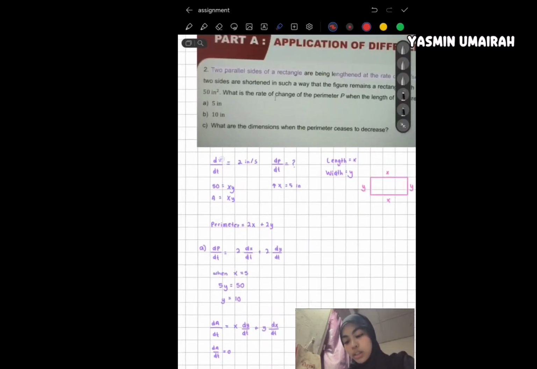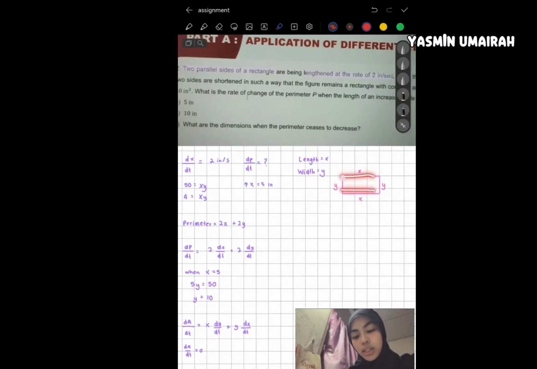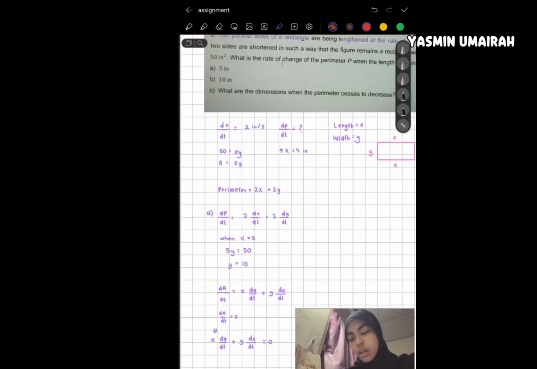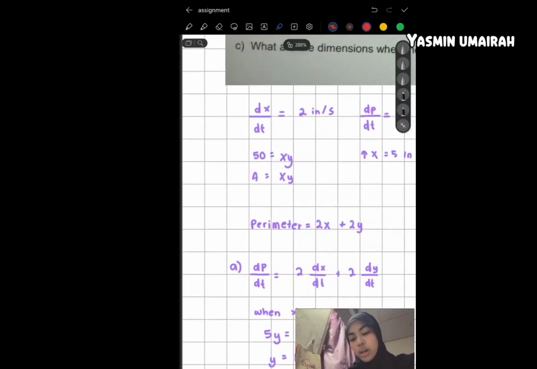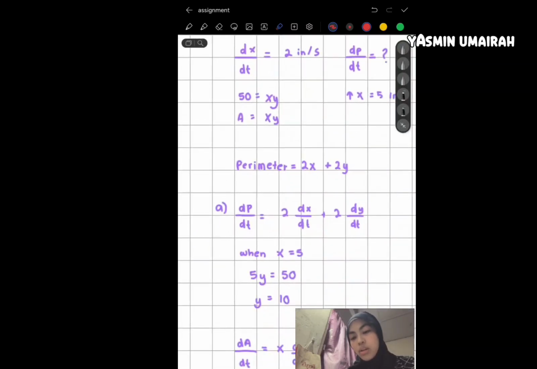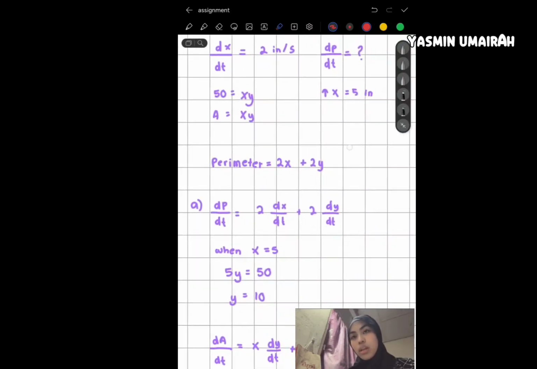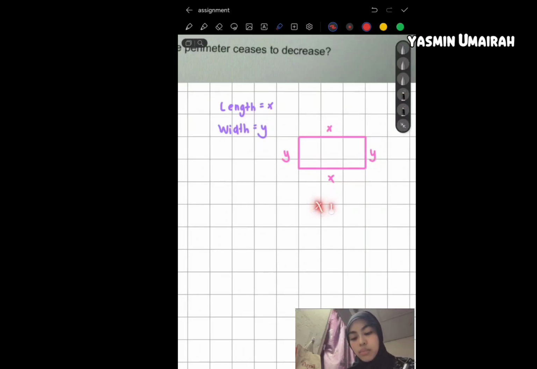So dx/dt, x is the length, y is the width. So this is my x and this is my y. We know that the area of a rectangle is length times width, so I write x times y. This is the formula and this is my first equation. We also need the perimeter. The perimeter is x plus x plus y plus y, because we need to add all the sides.